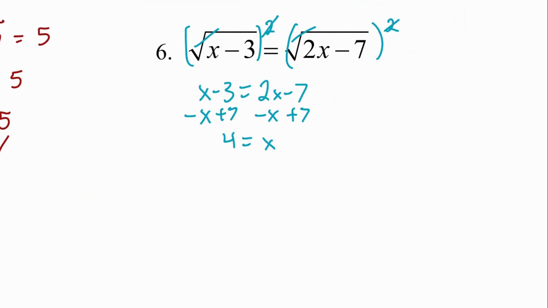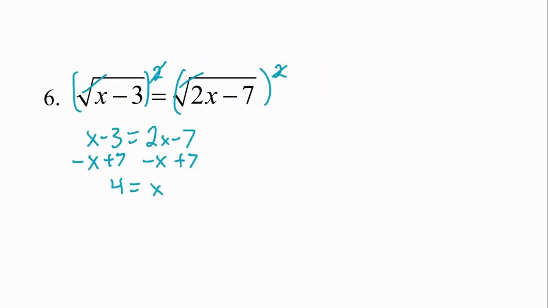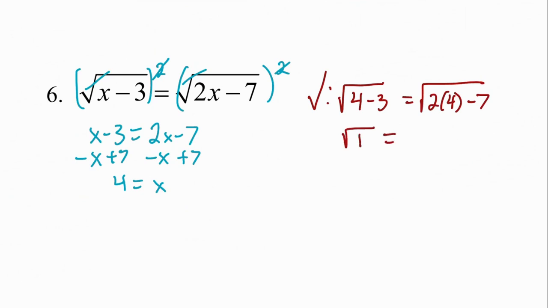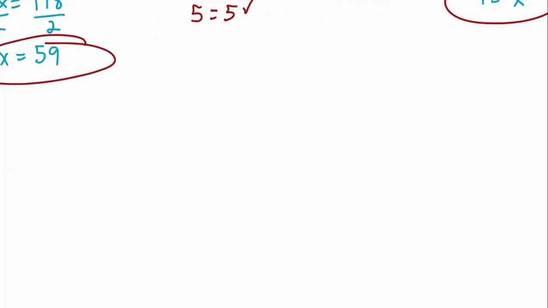Okay. But again, we still do want to check to make sure that this worked out the way we wanted it to. So we're going to do the square root of 4 minus 3 equals the square root of 2 times 4 minus 7. So 4 minus 3 is going to be the square root of 1. 2 times 4 is going to be 8. 8 minus 7 is 1. So we'd get that 1 equals 1, which it does. So we're good to go there. Okay.